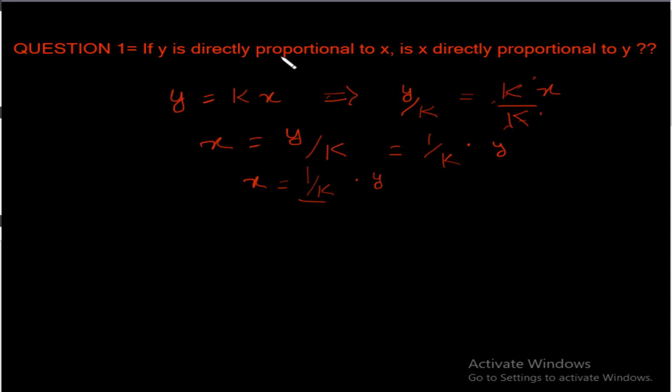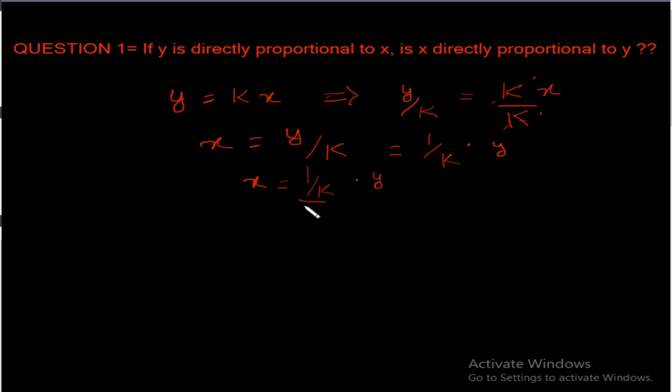So, if y is directly proportional to x, it can be represented as y = kx, then we can rearrange it to x = (1/k)y, which shows that x is also directly proportional to y.